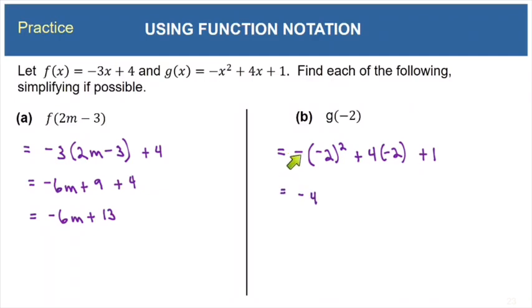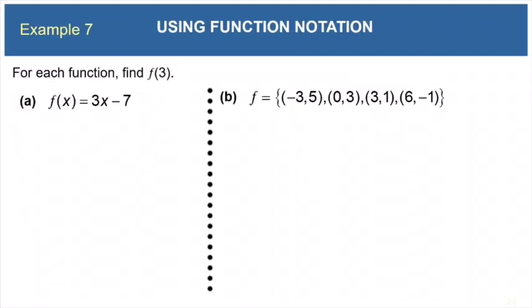So on the next line we're going to have negative 4 plus 4 times negative 2, which is negative 8, and then plus 1. And now negative 4 minus 8 is going to be minus 12, and minus 12 plus 1 is negative 11. Okay, now we're going to look at some functions that may be in different forms.